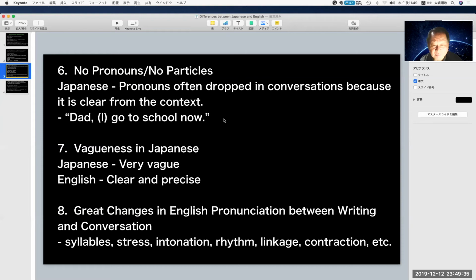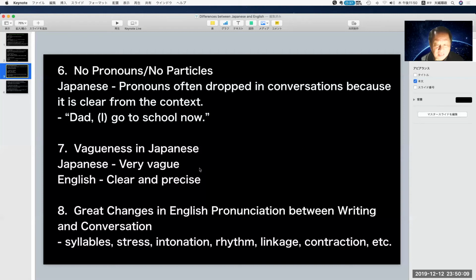We're going to school now instead of somebody else. Now, the seventh difference is that the Japanese language is very vague. Very vague. That's why, as I said, the verb comes at the end of the sentence. You don't know whether he's speaking positively or negatively.